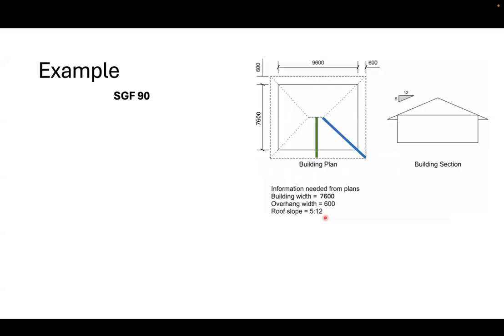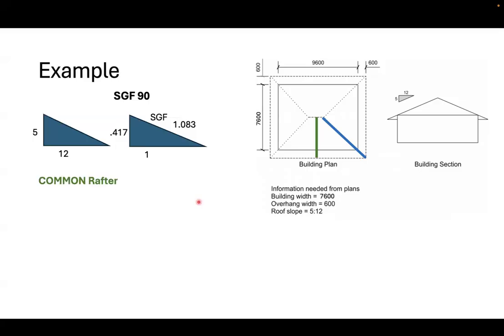Well, we want to figure out our common rafter, so the SGF 90. We have our triangle with our slope. We have a 5/12, and we want to turn it into our base 1. So 12 divided by 12 is 1. 5 divided by 12 is 0.417. Now to find our actual slope gain factor, a squared plus b squared, then the square root, equals slope gain factor 90, 1.083.